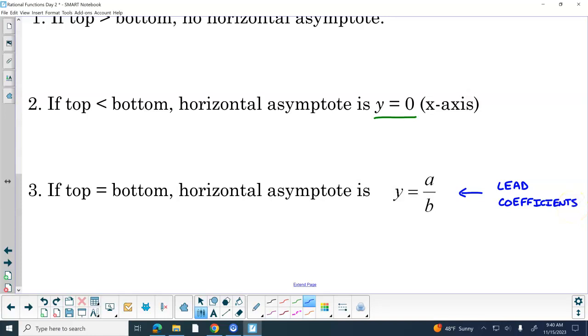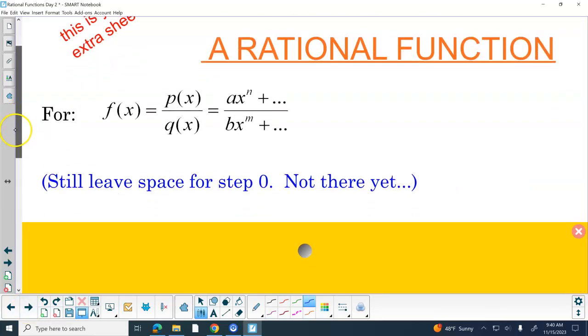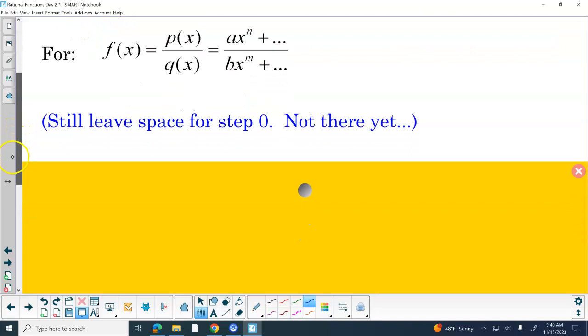Okay. So if we write it in standard form, it'd be the very first number on the top over the very first number on the bottom. Okay? Grab out your supplemental note sheet. Let's fill it, or add to it, I should say. So this is now back on your supplemental note sheet.